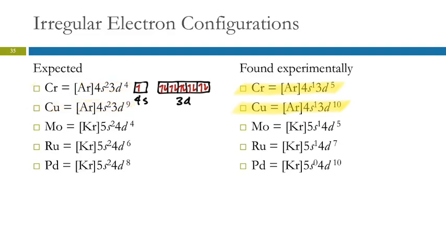You should know that other irregular electron configurations exist. I do not expect you to remember what they are. But if I give you chromium or copper on an exam, which I probably will, hint, hint, you should know that those have irregular configurations and you should know what they are. Okay? Any questions?